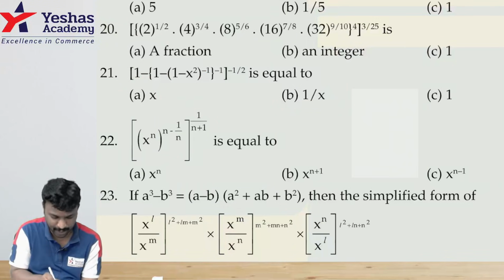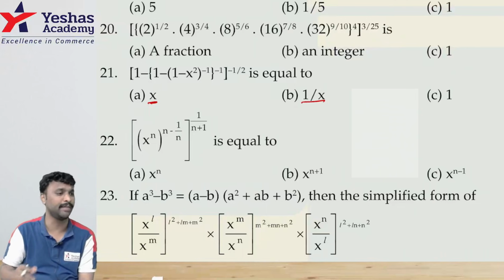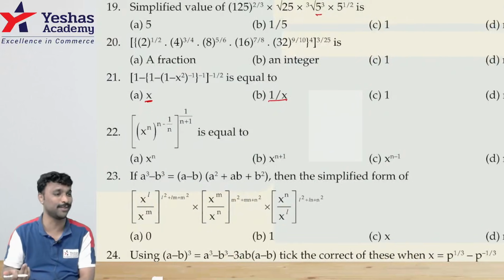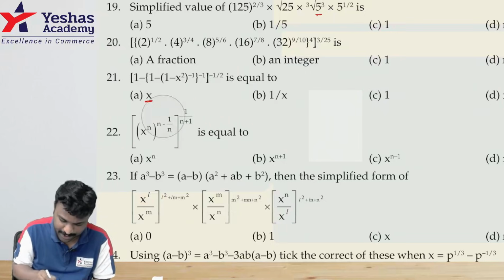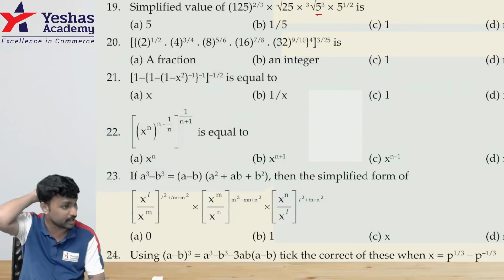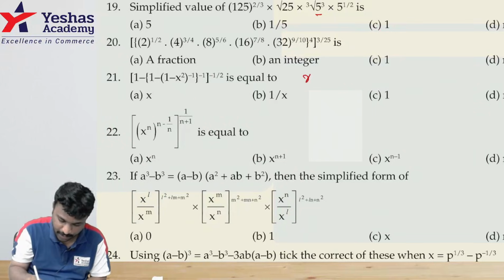If you plug in x value as 1, option A and option B give you the same. Even option C is also 1. Yes or no? So we can't differentiate which option is correct. Therefore, we plug in x equal to what? 2. Let x equal to 2.